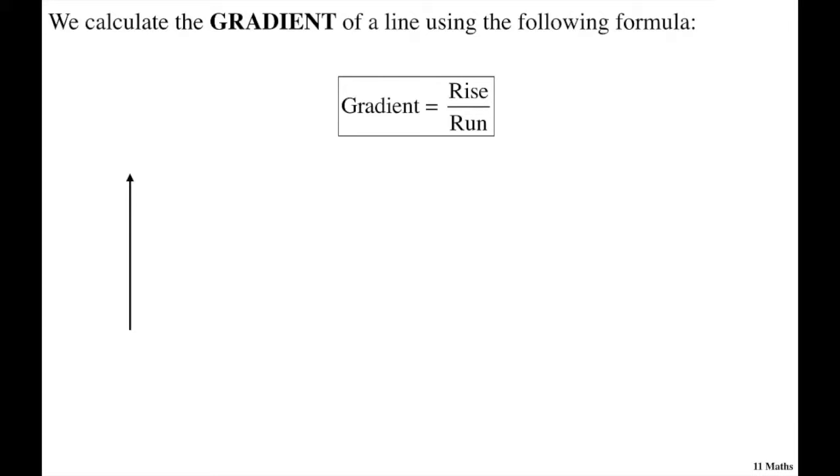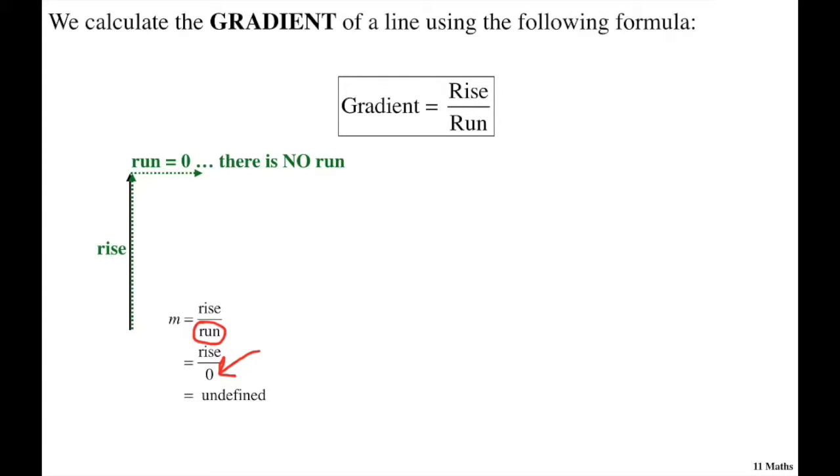Now, what if the line is vertical? It doesn't matter if it's going up or down. If the line is vertical, we do have a rise because we go upwards or downwards, but we have no run because there's nowhere to go horizontally. So if there's no run, we look at our rise over our run, and we put in a value of 0 for the run, and anything over 0 is undefined.